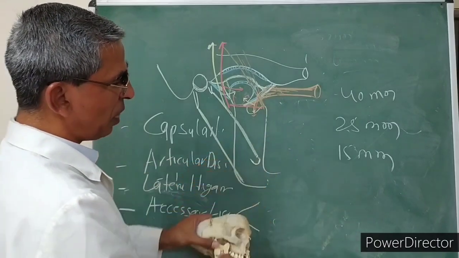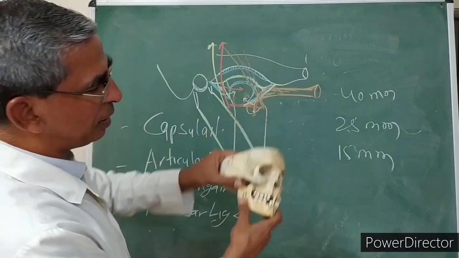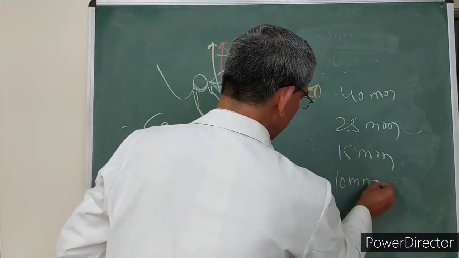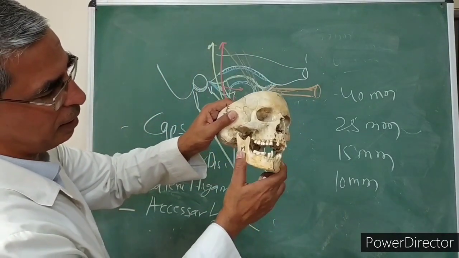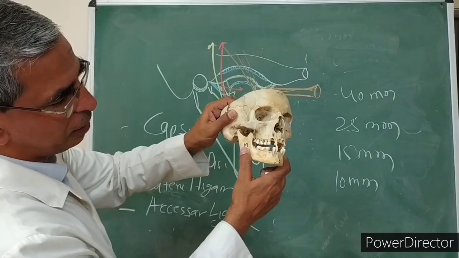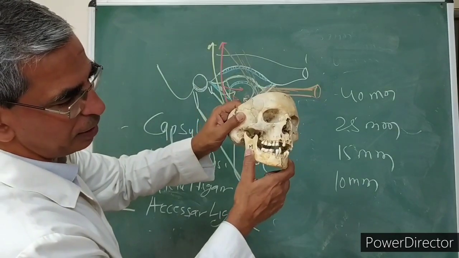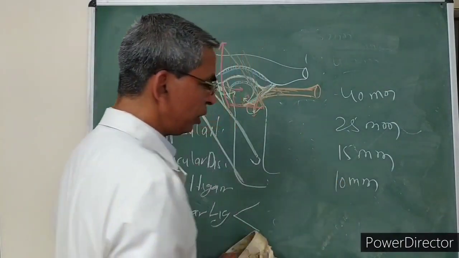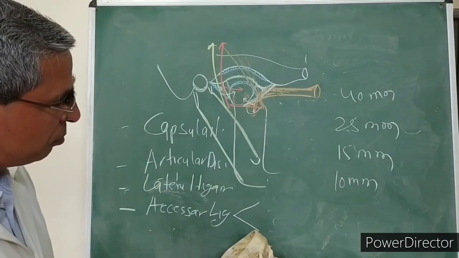Clear? And the side to side movement is about 10 millimeter. During elevation, only 10 millimeter, meaning the mouth rotates only 10 millimeter. So this is the side to side movement of the chin. Okay. Now, I think this is all about the movement.